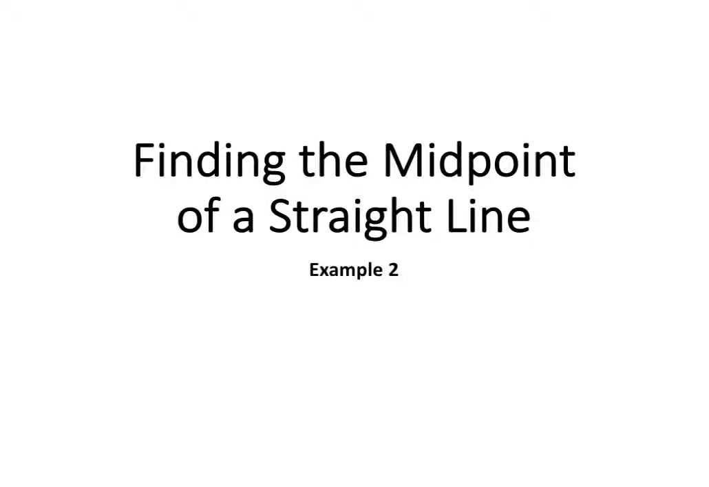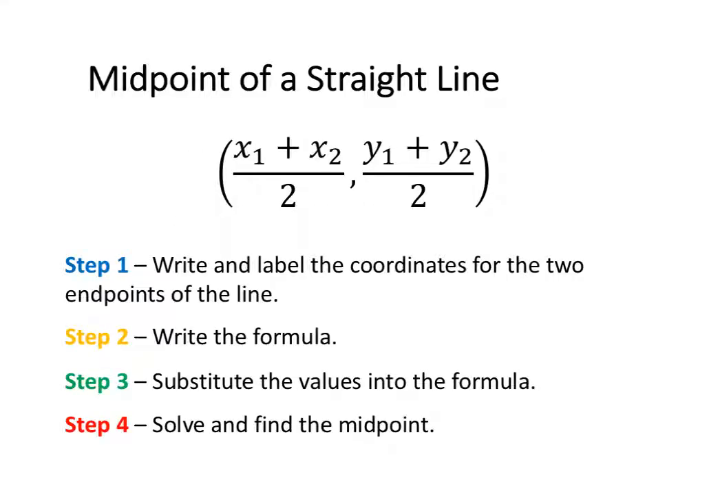In this video, we're going to have a look at an example of how we find the midpoint of a straight linear line. To find the midpoint of a straight line, we use the formula (x1 + x2) divided by 2 and (y1 + y2) divided by 2. That will give us a set of coordinates that is the midpoint of the line.